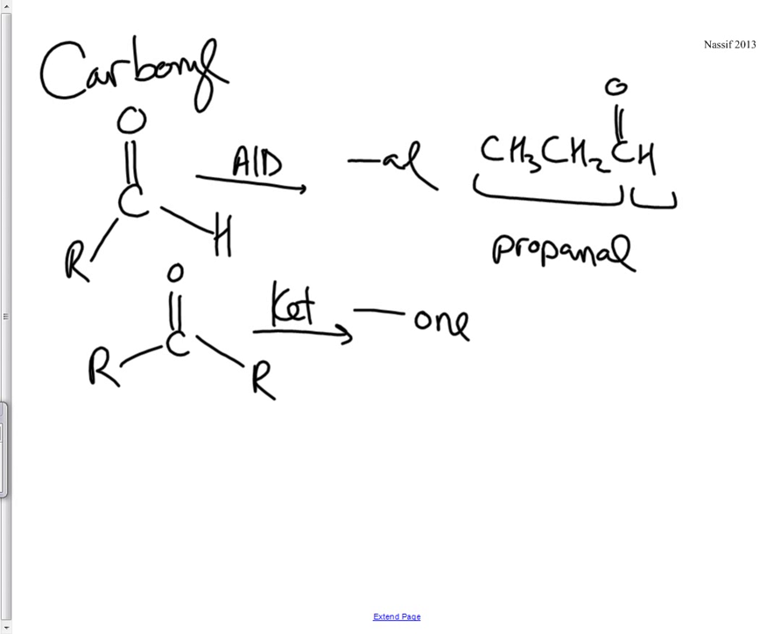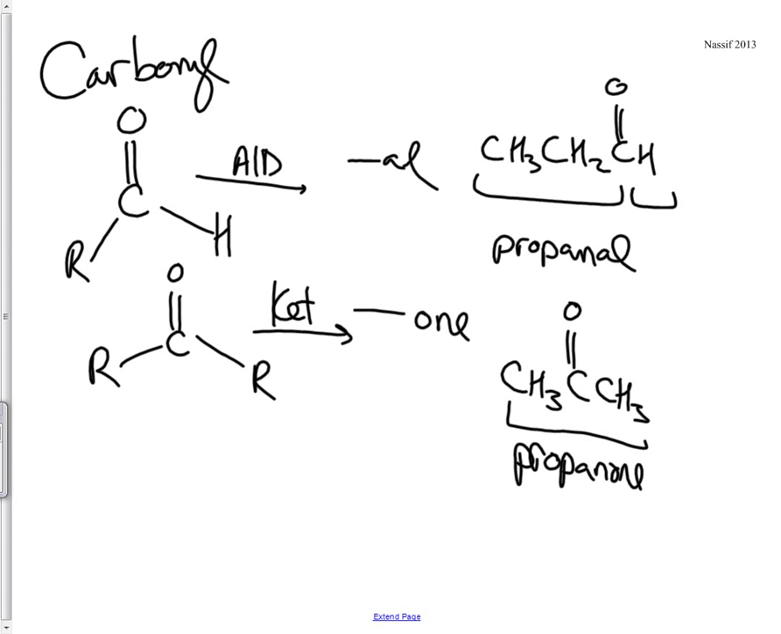Now, for a ketone, because these are R groups, the carbonyl group has to be in the middle of the chain. So, if we had CH3, C, double bond O, CH3, there are 3 carbons, so we know it's prop, and the ketone's in the middle, so we know that it's propanone.